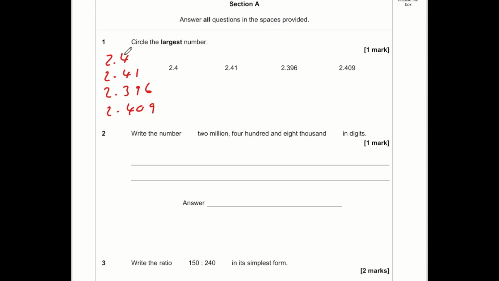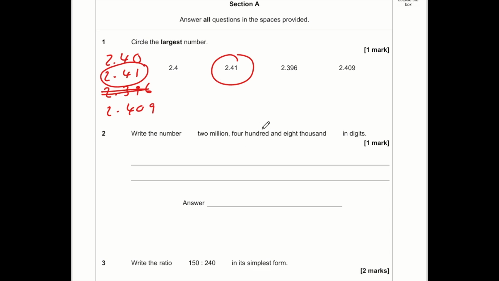In the tenths column we've got a 4, a 4, a 3 and a 4. Now 3 is less than 4, so this one here cannot be the largest number. So in the tenths we've got 4, 4 and 4. In the hundredths, this one's blank, so you could put in a 0 here. So we've got a 0, 1 and a 0. 1 is greater than 0, so this number here, 2.41, is the largest number.